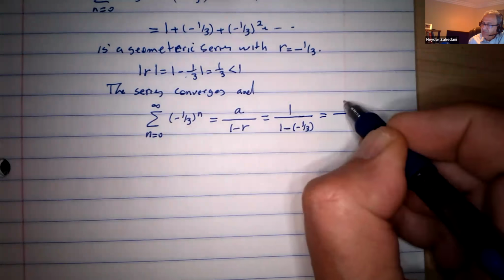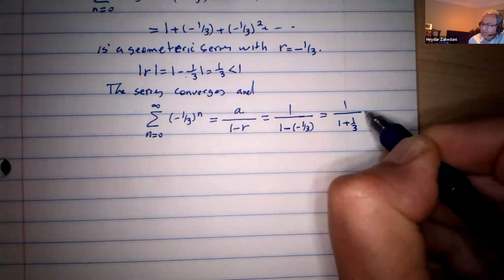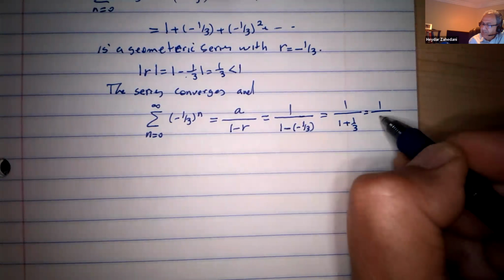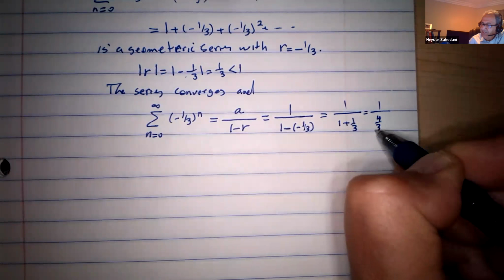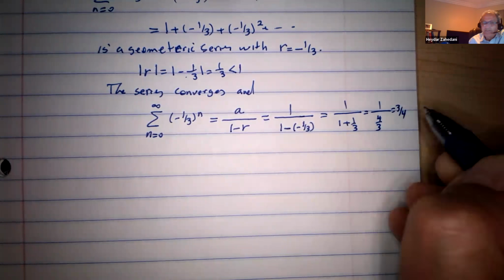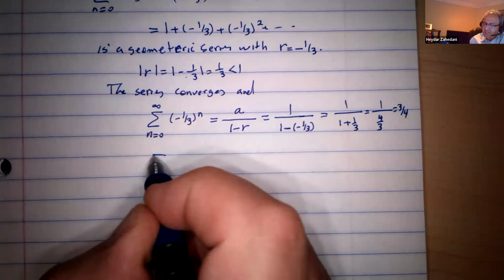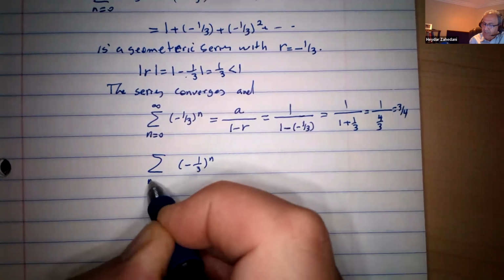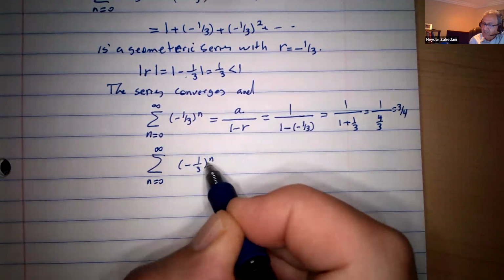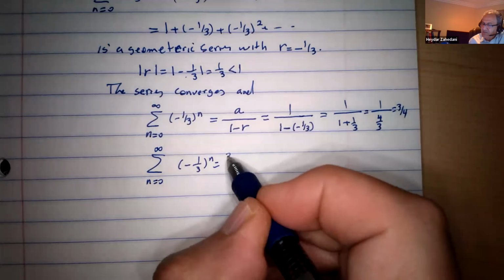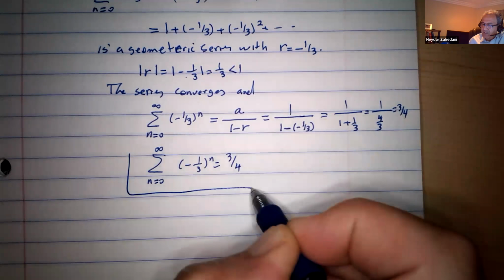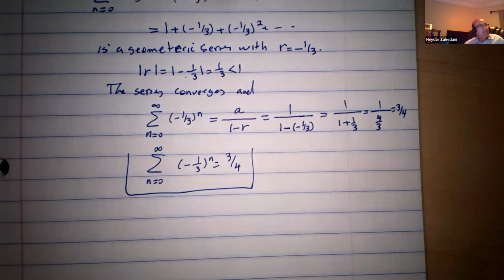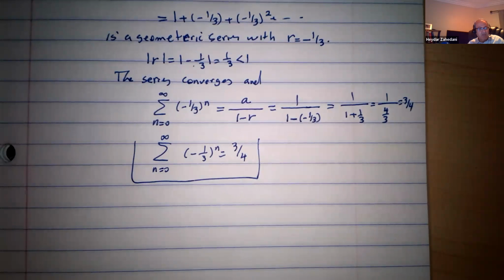So simplify that, it's going to be 1 over 1 plus 1/3, which would be 4/3. You flip it, that gives 3/4. So the sum of this series, negative 1/3 to the n, from 0 to infinity, is equal to 3/4, and done. Nice series. We will see it from now on. That is going to be such an important part for us.